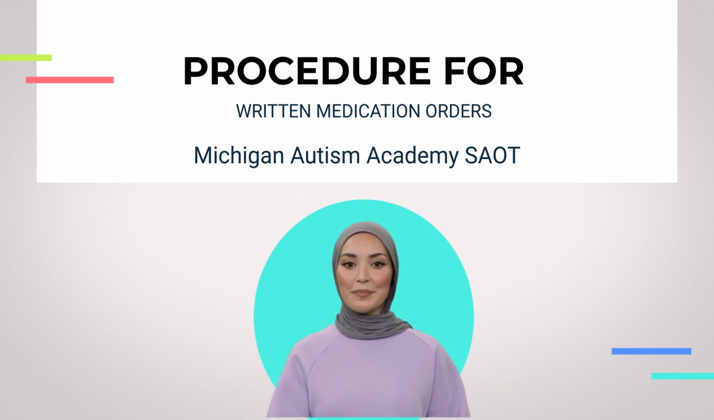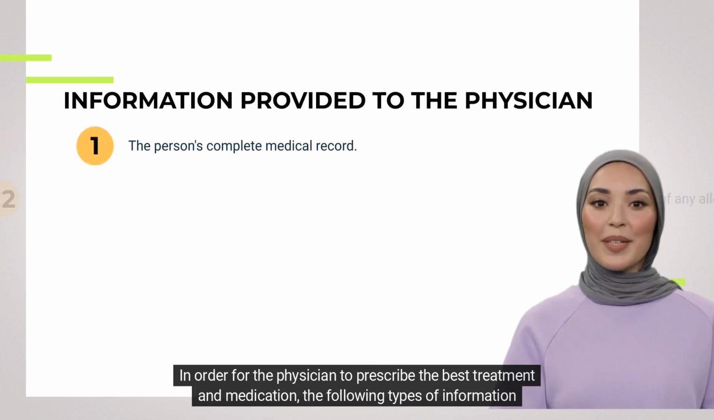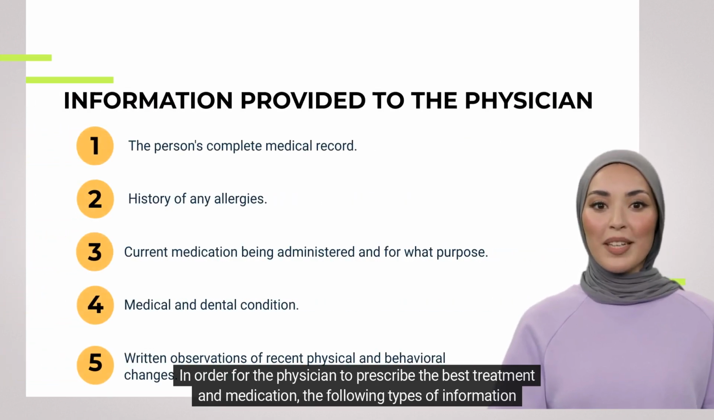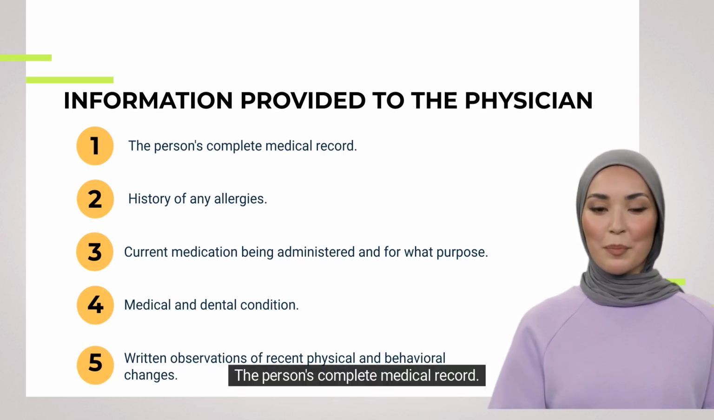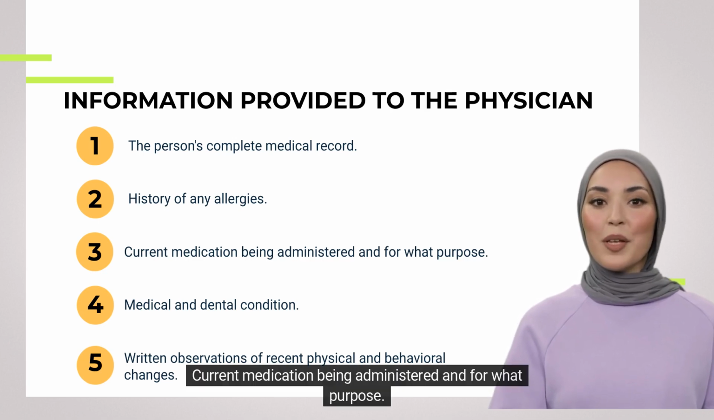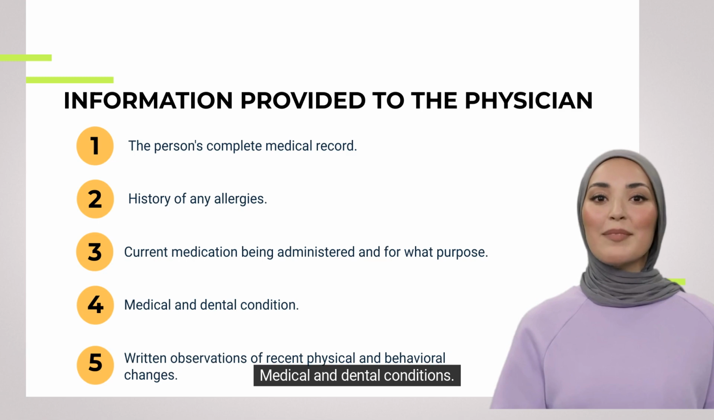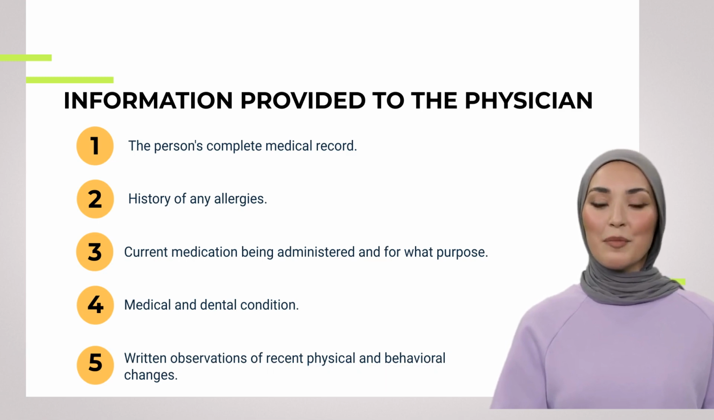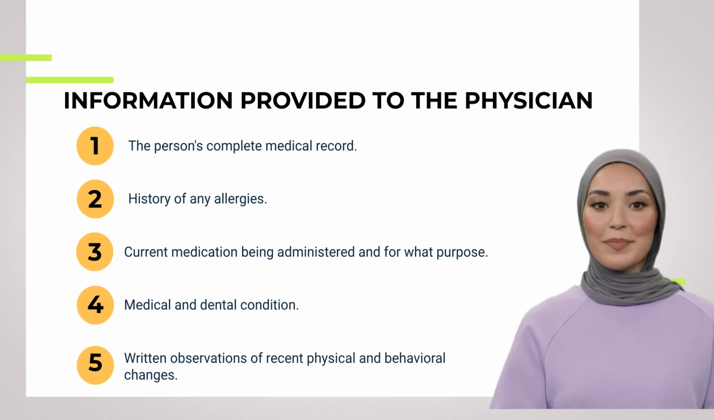Let's get started. In order for the physician to prescribe the best treatment and medication, the following types of information should be provided. 1. The person's complete medical record. 2. History of any allergies. 3. Current medication being administered, and for what purpose. 4. Medical and dental conditions. And 5. Written observations of recent physical and behavioral changes.